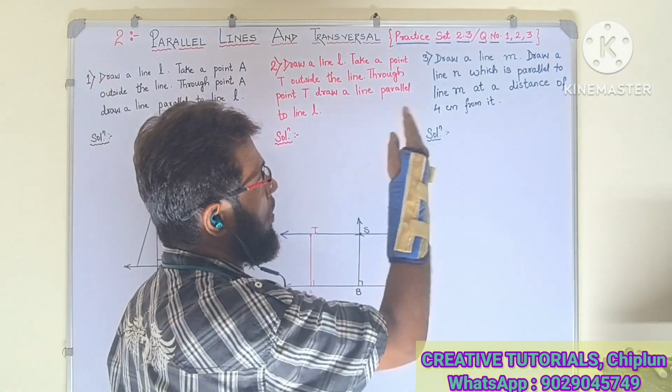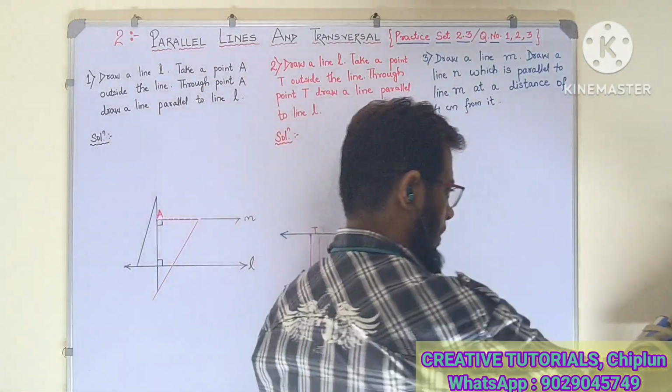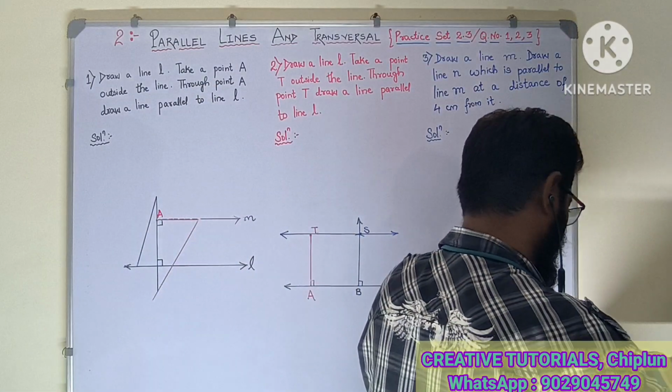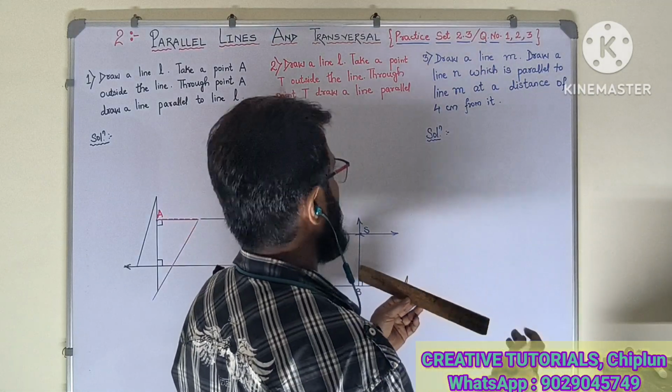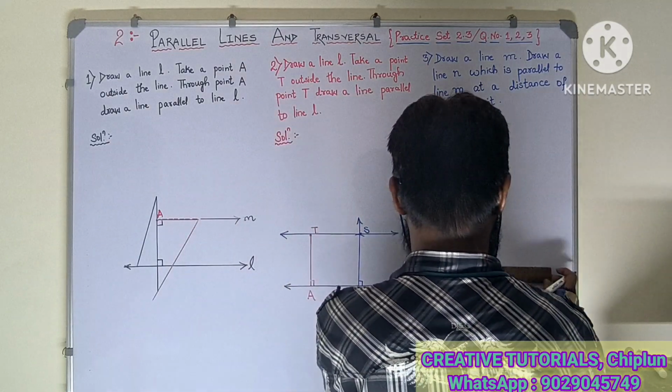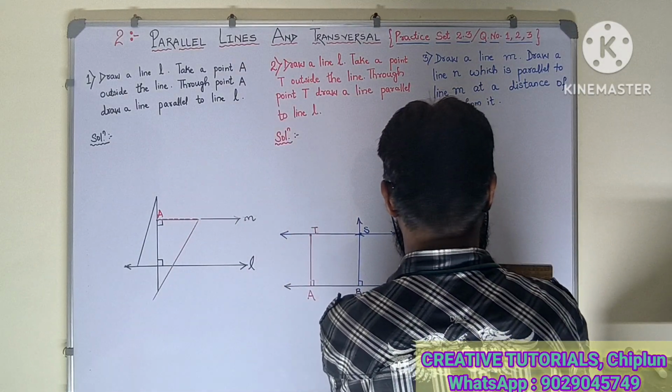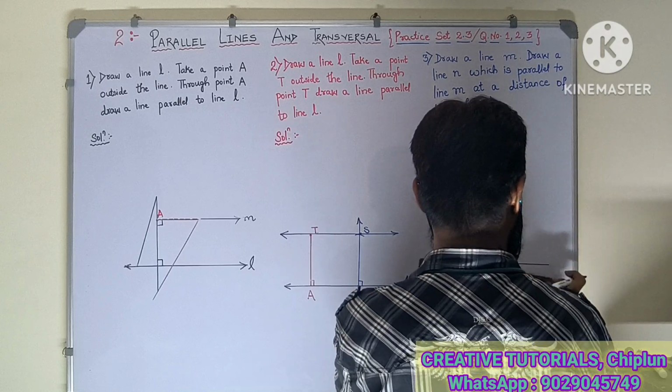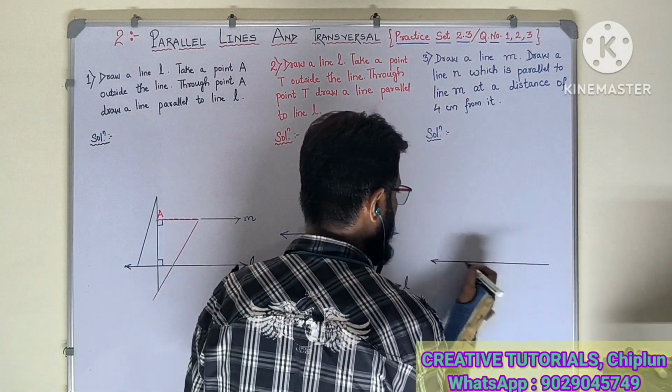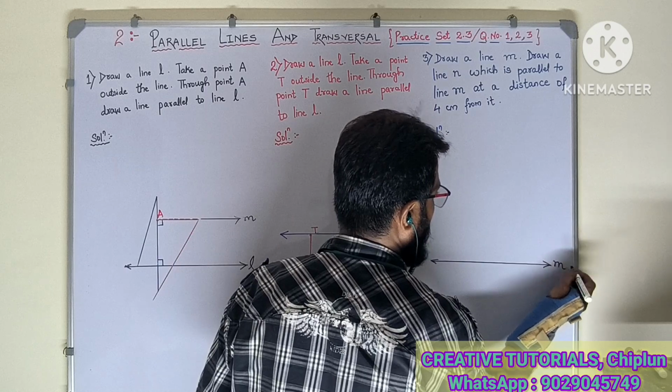So the question is, draw a line M. Come on, let us follow one by one. So let us draw line M. Suppose this is my line M, for example. This is my line M. Okay, let us name it M.